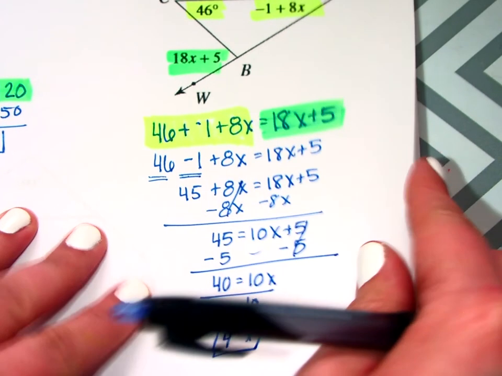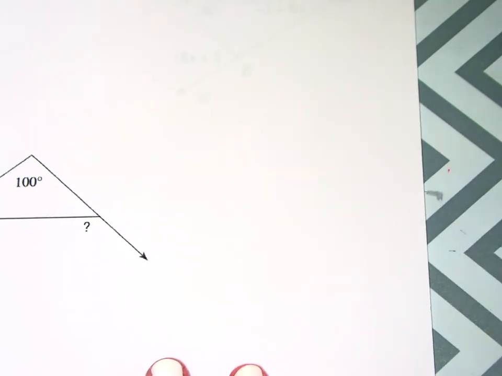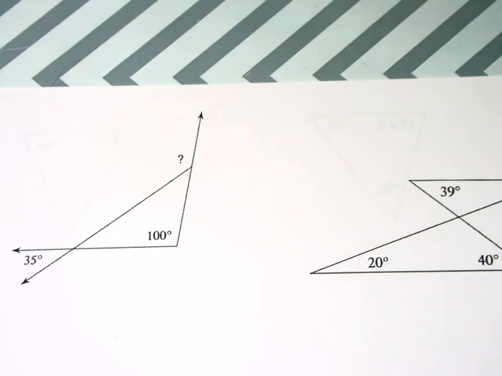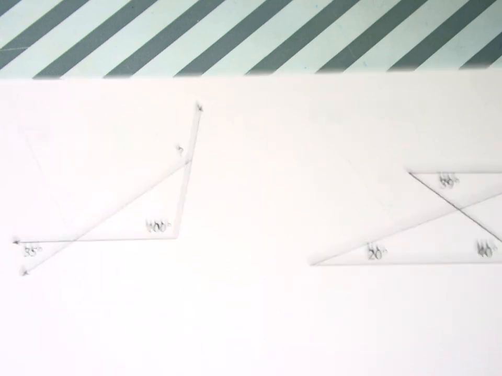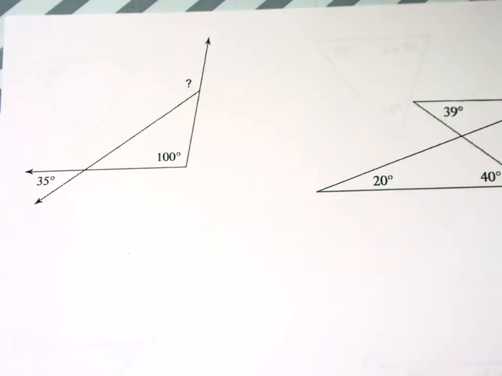Okay, let's do a few challenging questions. Now, these are not as intimidating as they look. The trick to problems like this is to use vertical angles, linear pairs, and the triangle angle sum theorem. So when I see problems that look like this, I'm not going to stop and panic and get intimidated. I'm going to use information that I already know. So let's go ahead and start here.